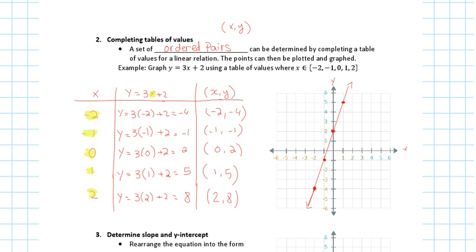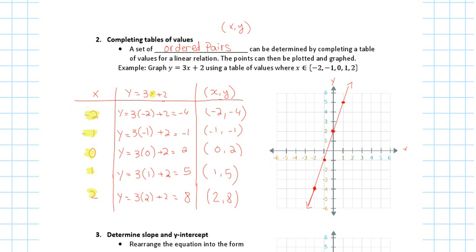So you need to know where to locate your points. Okay? So I can either find the x-intercept and the y-intercept and graph, or I can make a table of values and graph the points.